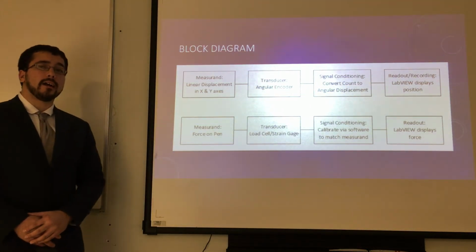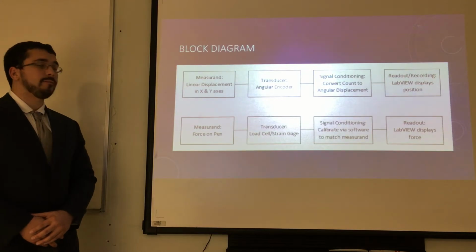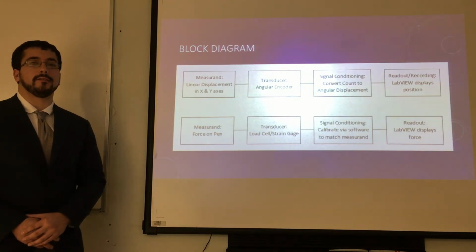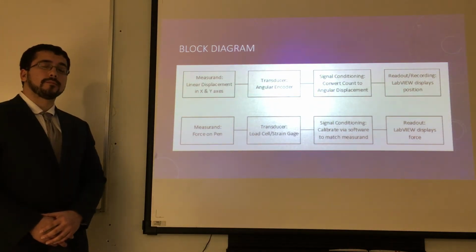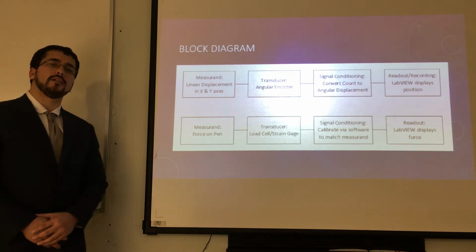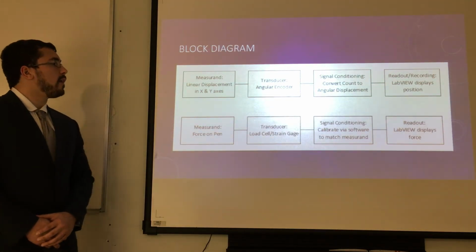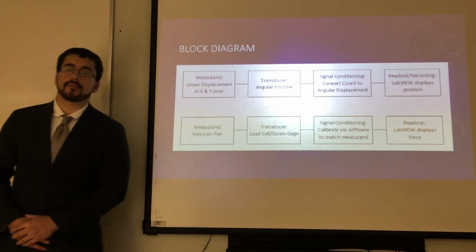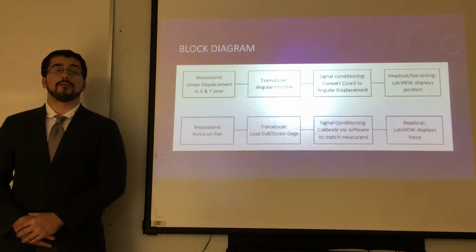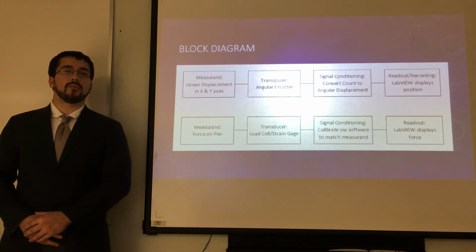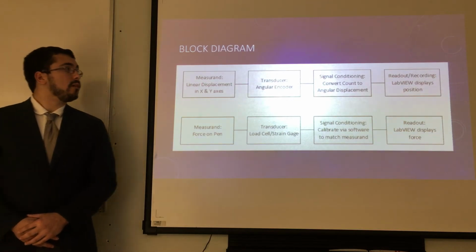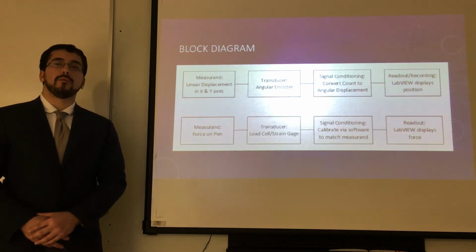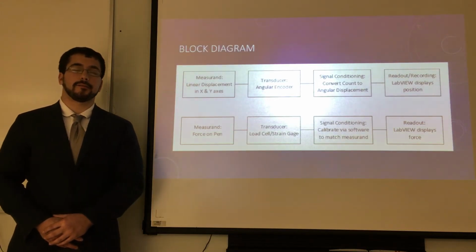So here are the block diagrams I have for the angular encoder and the load cell, or strain gauge if I choose to use that instead. So the measurand for the encoder is the linear displacement, even though we're directly measuring the angular displacement. And the signal conditioning to take place is to change the count from the encoder to an appropriate linear displacement through the use of an equation or formula node. And that value will be read out on the front panel, and it will also be used for subsequent calculations.